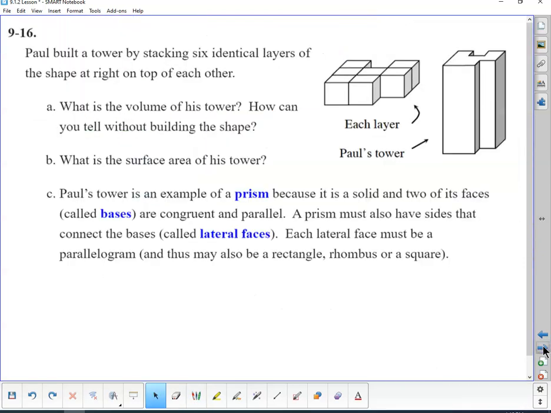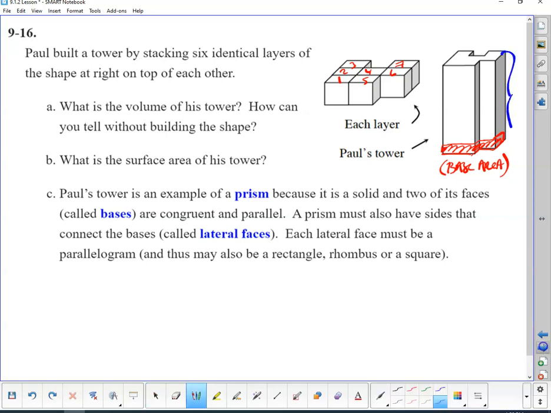Okay, so now we've got this kind of mess. Paul built a tower by stacking 6 identical layers of the shape on top of each other. So if we look at this, we have a surface area here of 1, 2, 3, 4, 5, 6. Oh, it's 7. So we got 7 cubes. So the base area is 7, which is just this thing. So that's our base area.